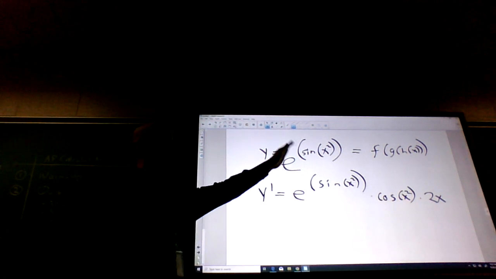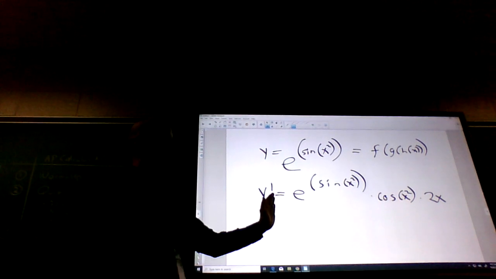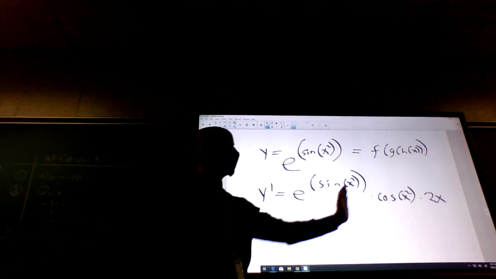Now, I could have 4 compositions. Now, you're not going to get 4 compositions probably, or 5, but you could. You could have as many as you want. Usually 2 or 3 is good. 3 is usually the most you'll see. But if you have more than 2, you have to do the string all the way down.